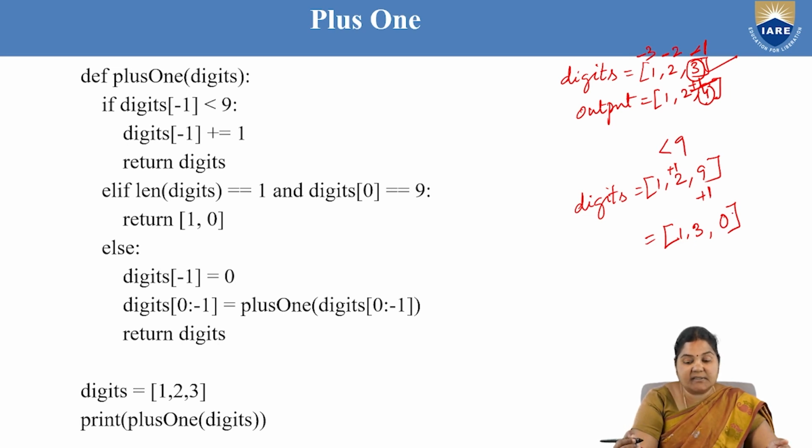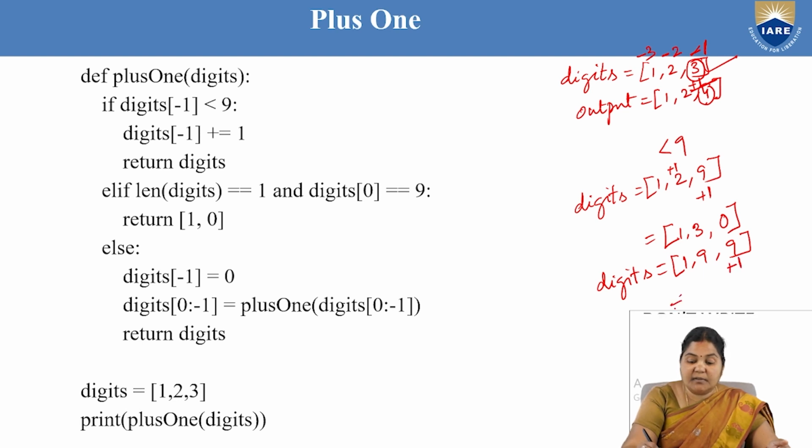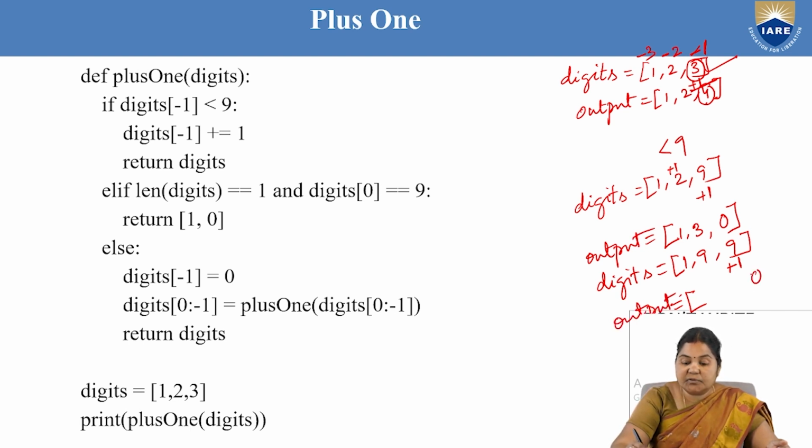This is another test case. Otherwise, if my digits contain 199 as the test case, if I add 1, how will my output look? This is the output of the previous test case. Now, 9 plus 1 becomes 10, so I should get a 0 over here. Then we carry over here. 9 plus 1 becomes 10, again a 0 over here. And again 1 plus 1 becomes 2.